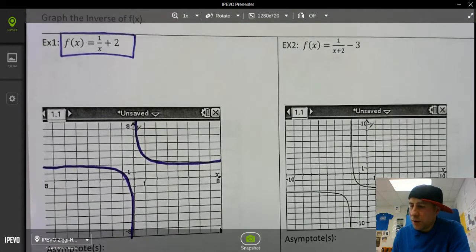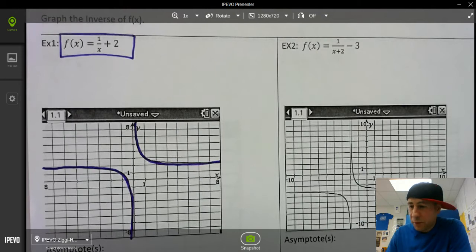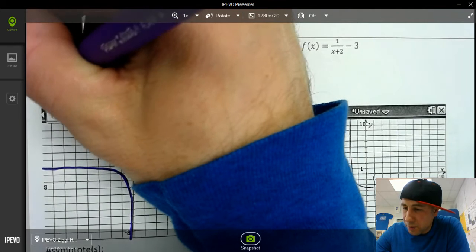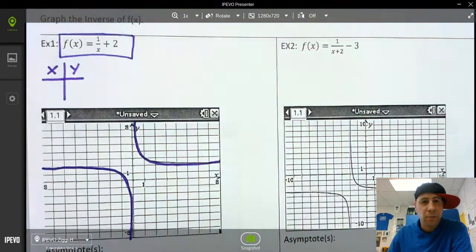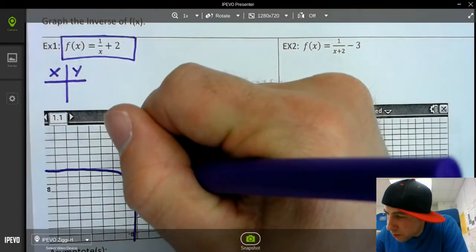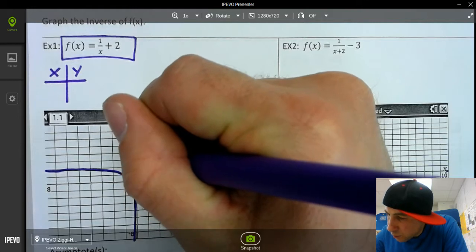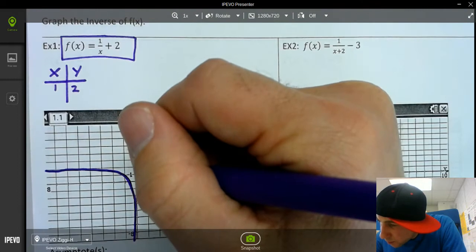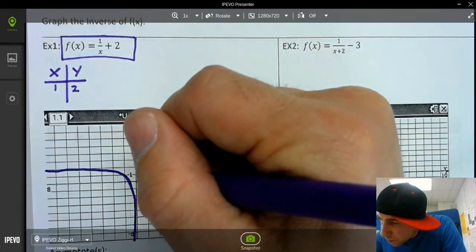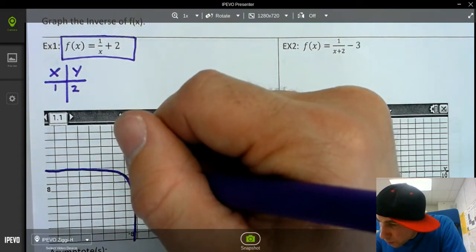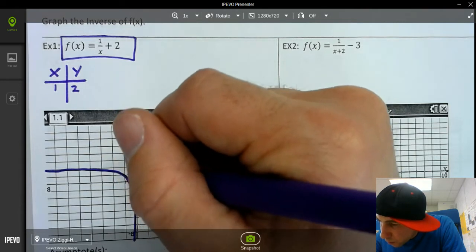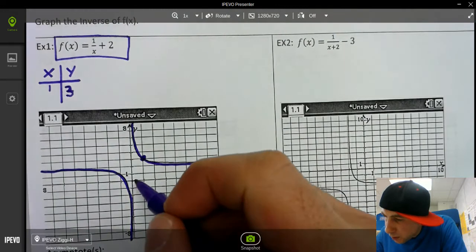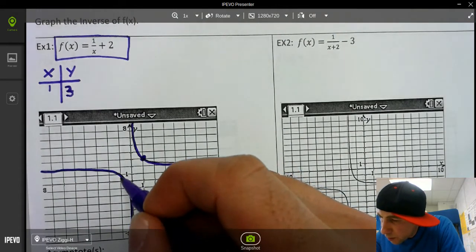Now, to find the inverse, you need points. Now we know that you only get 1 good or 2 good points with a rational function. So we can go to the right one, up 2, so one of those points is 1, 2, and the other point is, oh, wait a second, let me double check. Hold on. 1, 2, 3. It's actually 1, 3. And then here it's -1, 1.